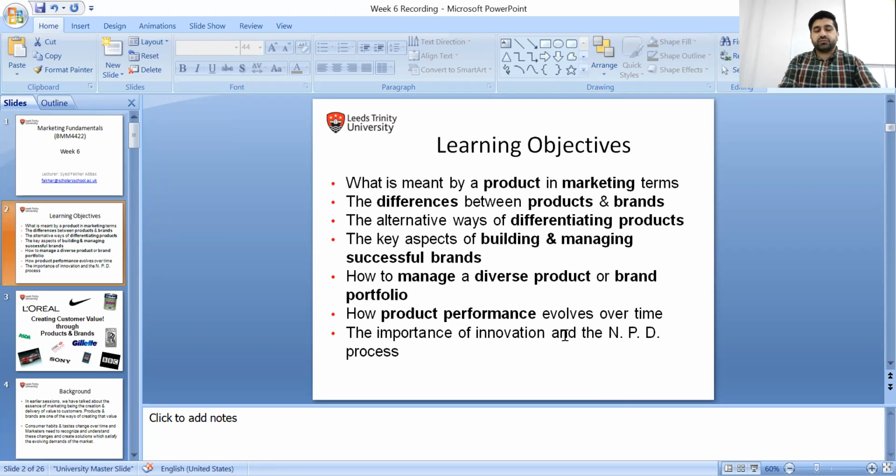First of all, we need to know what a product is and what a brand is. So in this chapter, we will talk about what is meant by a product in marketing terms, the difference between products and brands, the alternative ways of differentiating products, and the key aspects of building and managing successful brands. We will also talk about how to manage a diverse product or brand portfolio, how product performance evolves over time, and the importance of innovation and the NPD process.